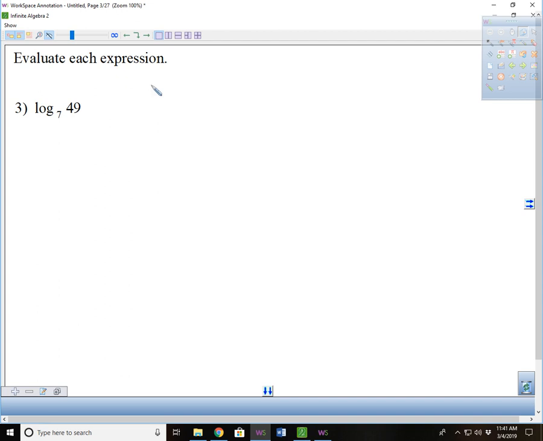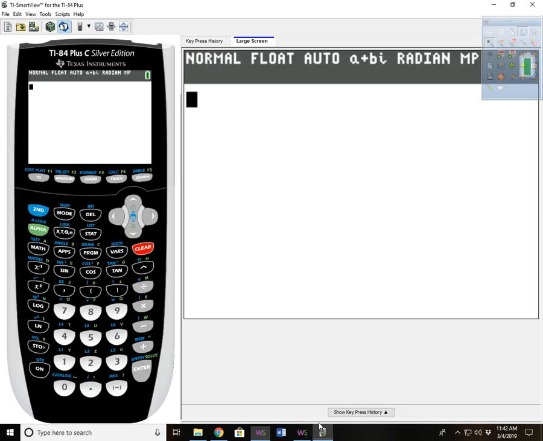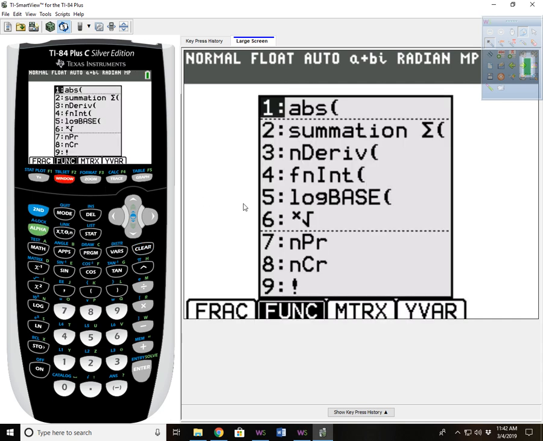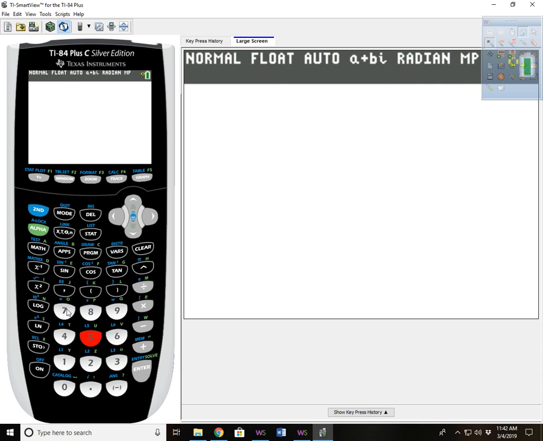All right, now we're evaluating. Some of these you could do in your head, like this is like 7 to what power equals 49, so obviously the answer is 2. But you could grab your calculator and get a log with a base, so alpha window, option 5, and then you can just put down there 7 and then 49, so you get 2. Okay, so the answer to that is 2.